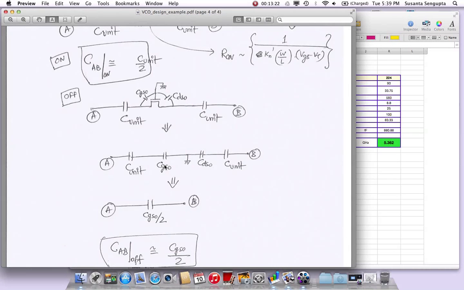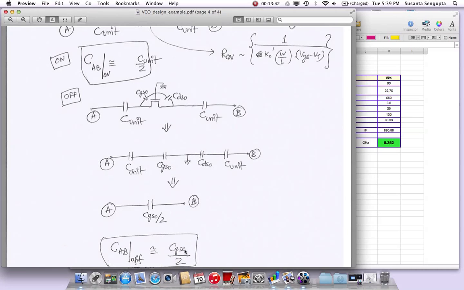So all this capacitance you can estimate as between A and B, you're going to get the overlap capacitance divided by 2. So the capacitance of a branch, if it is on, is this, and if a branch is off, it's this. Remember, we are going to have 8 branches. Many of those branches will be on, many of those branches will be off.